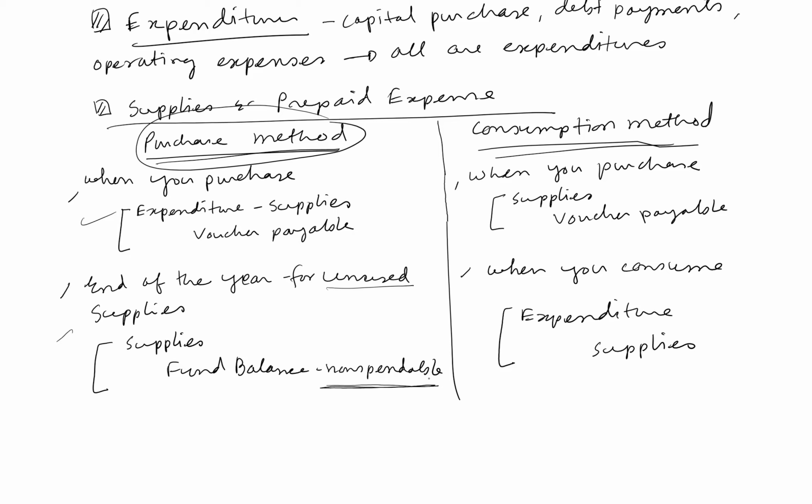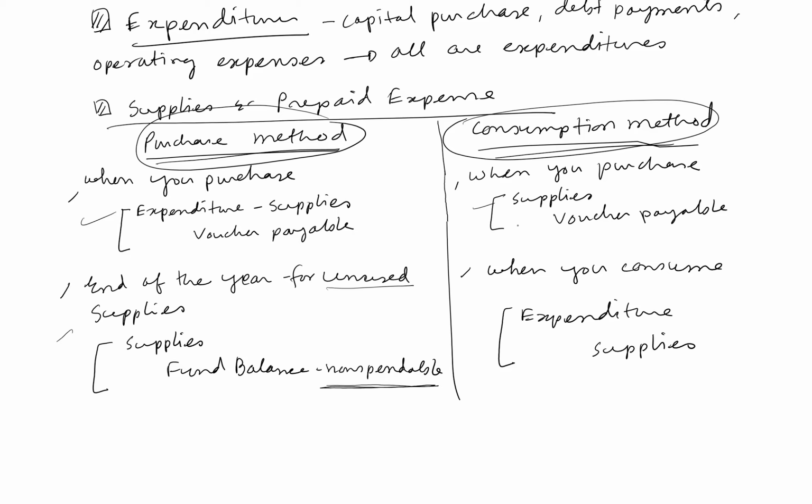So this is the purchase method. Now let's look at the consumption methods. For the consumption methods, when you purchase, you show the supplies as a current asset. So you debit supplies, or you debit inventory of supplies, and you credit vouchers payable. For both, the assumption is that you are not paying cash right away, so we are crediting vouchers payable.